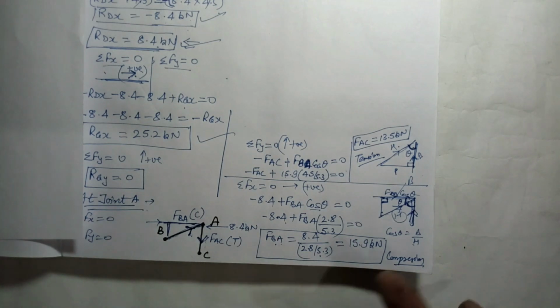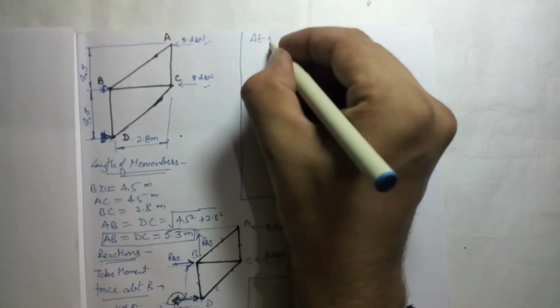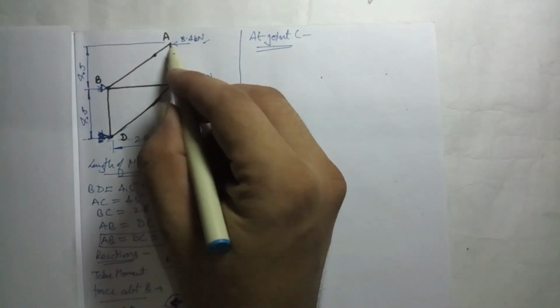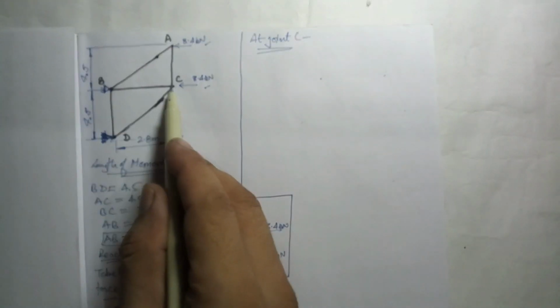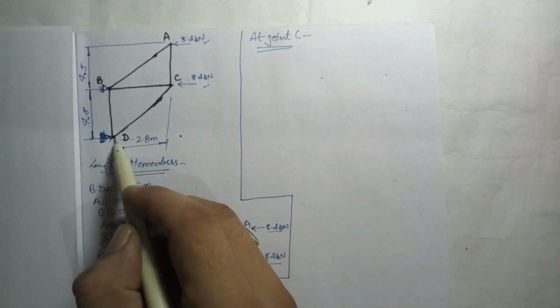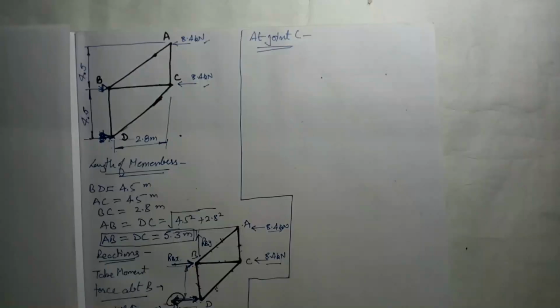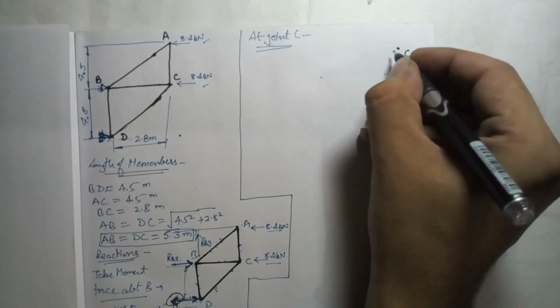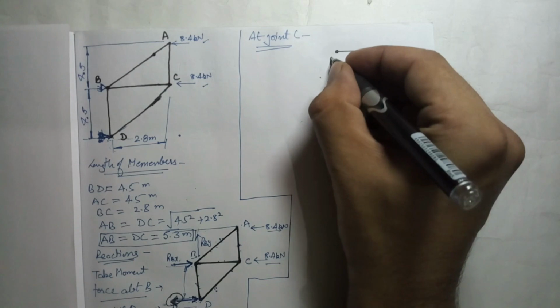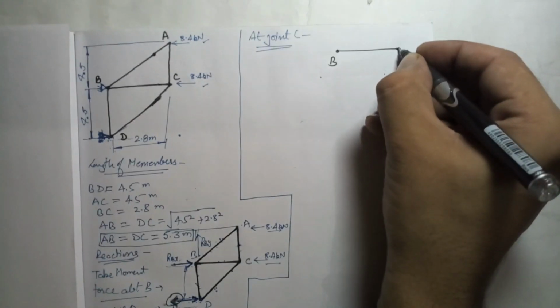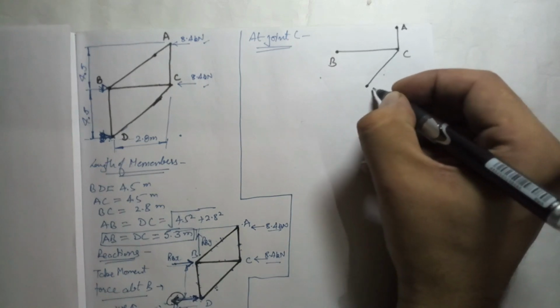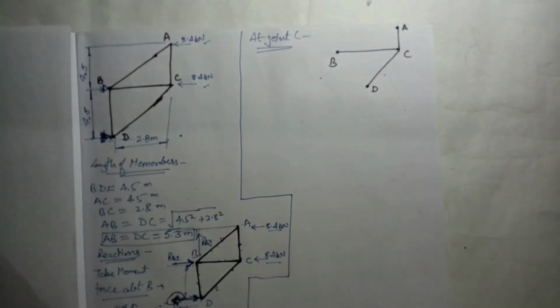Now I will take the next joint. I will take the joint C. Why am I taking joint C? First I have taken the joint A, now we are going for the joint C. You can directly go for D also, it is your wish. Now we are taking joint C. What is the free body diagram for joint C? This is the joint C. It is having one member B on one side, A on the other side, and one member on the side D.